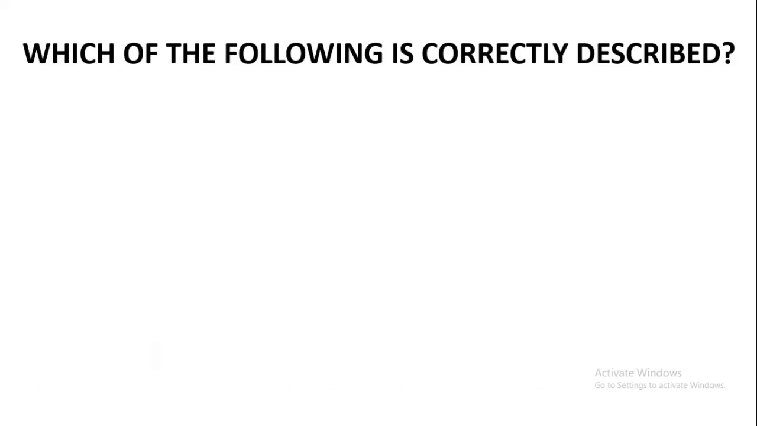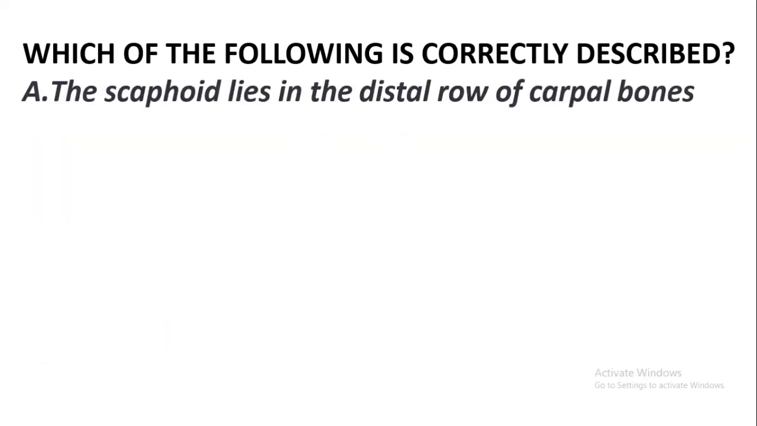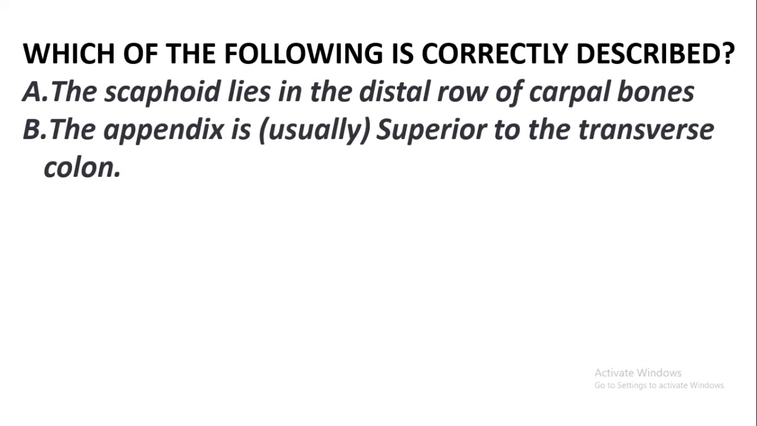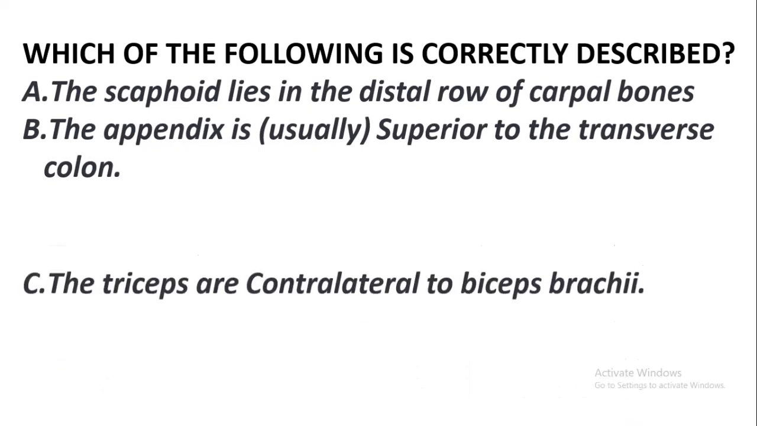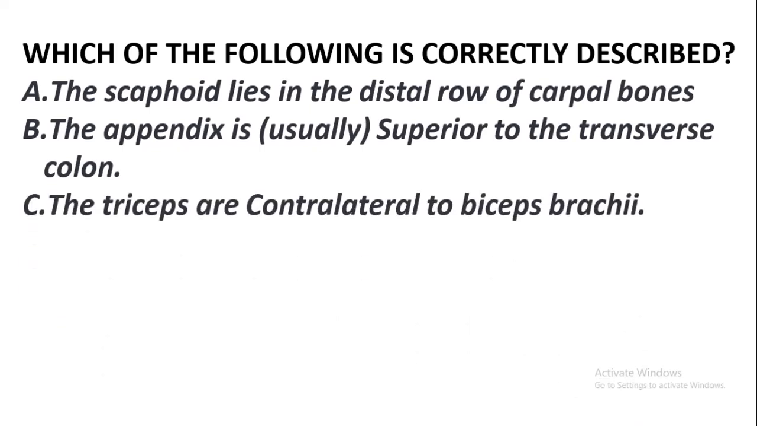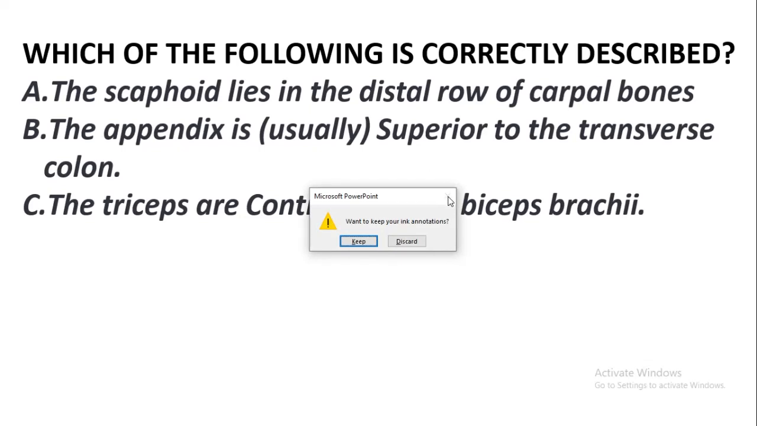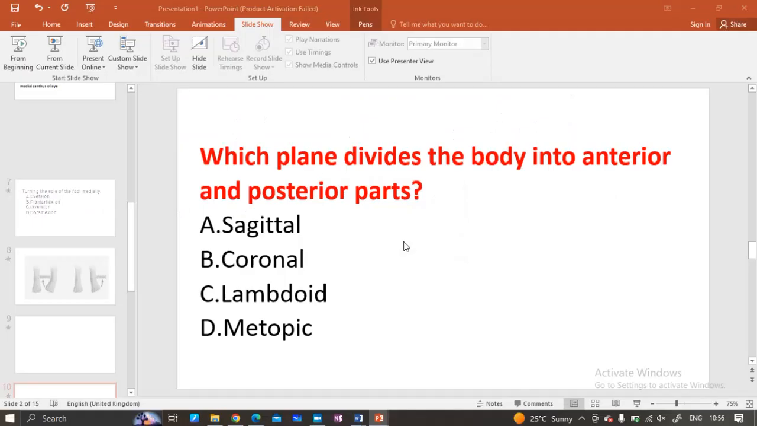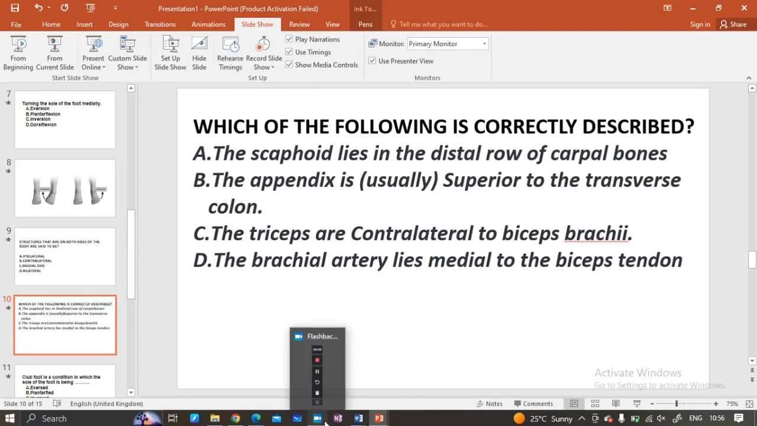The next question is, which of the following is correctly described? The first one is, the scaphoid lies in the distal row of carpal bones. The next one is, the appendix is superior to the transverse colon. The other one is, the triceps are contralateral to the biceps.